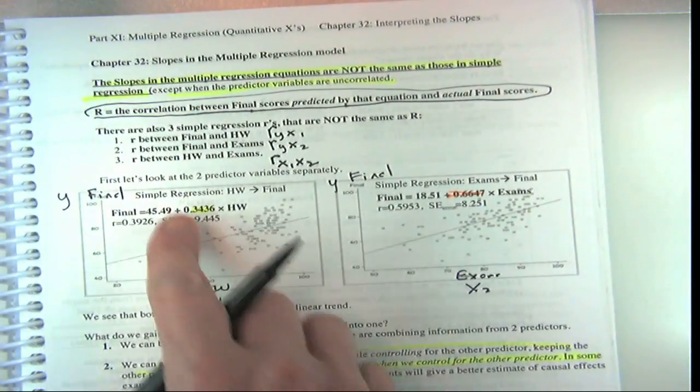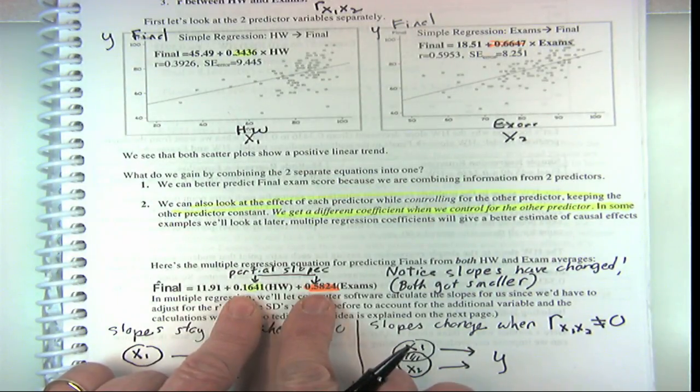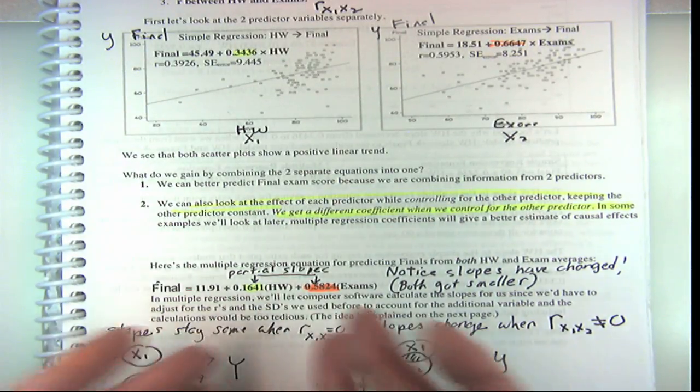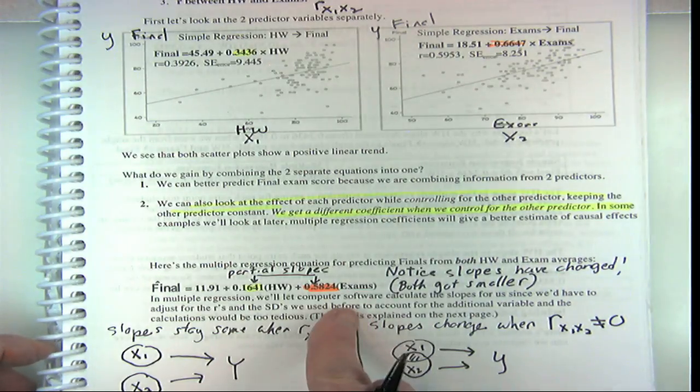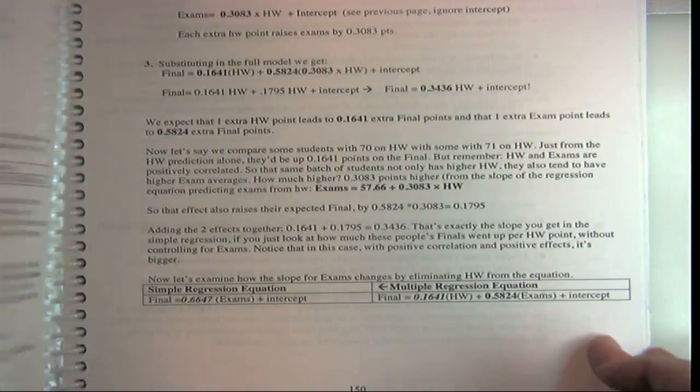So if there was no correlation between homework and exams, these two slopes would just remain the same. Because there's no correlation, when you control for one of them, they wouldn't change because they have nothing to do with each other. All right, you got that.